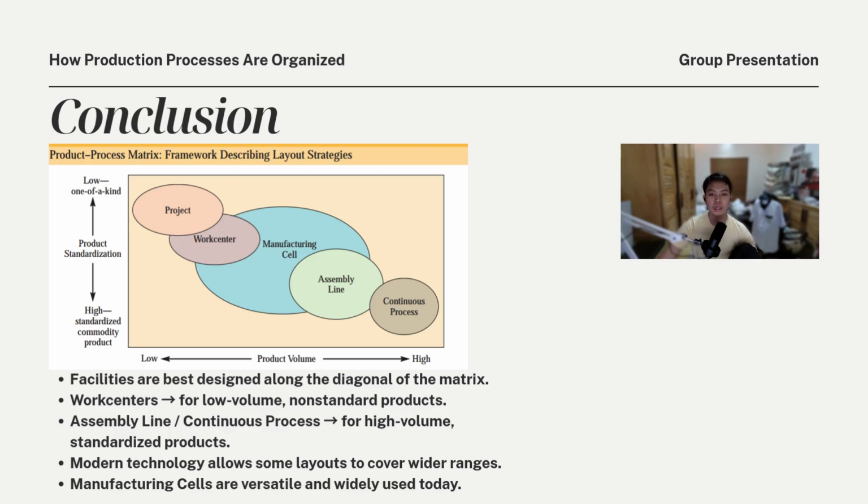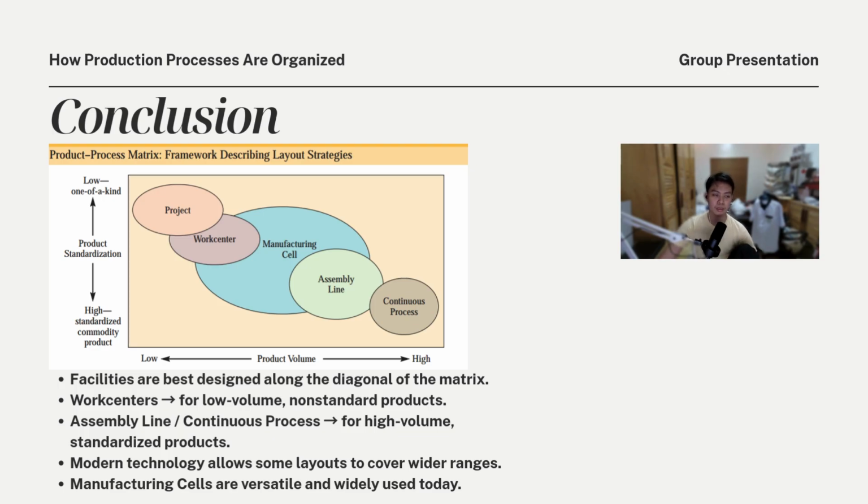Manufacturing cell sits in the middle, producing a limited range of similar products more efficiently. Assembly line is closer to the high volume and high standardization side, making large quantities of standardized products like cars or appliances. Continuous process is at the extreme end, handling very high volume, highly standardized outputs, such as petroleum, chemicals, or drugs.